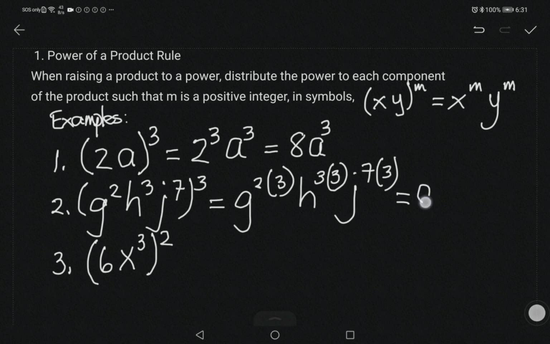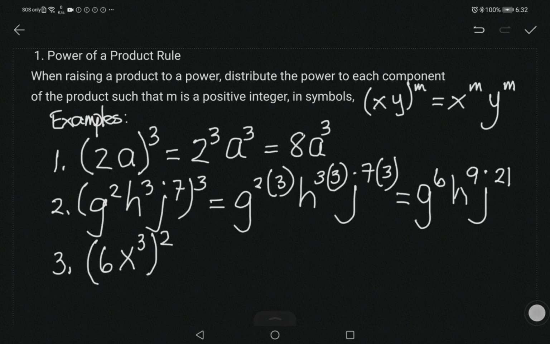This is equal to g raised to the power of 2 times 3 is 6, then h raised to the power of 3 times 3 is 9, and j raised to the power of 7 times 3, that is j raised to the power of 21.